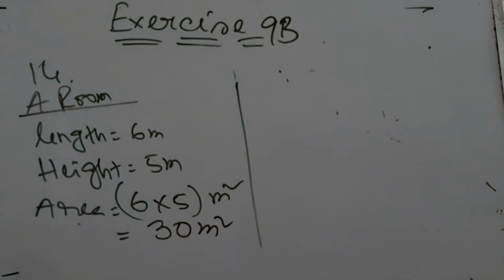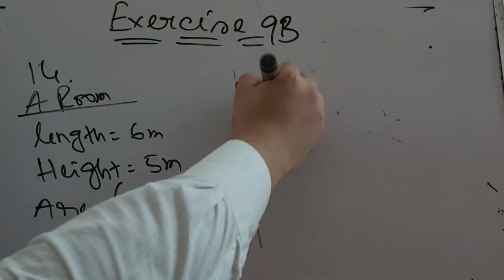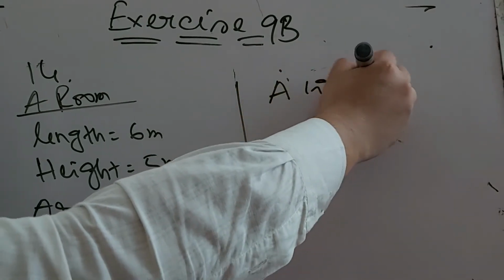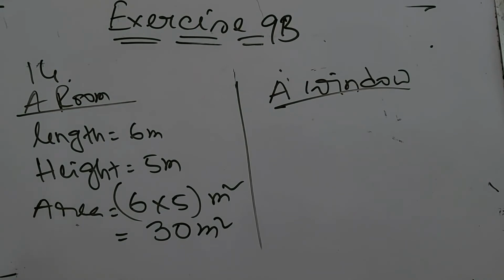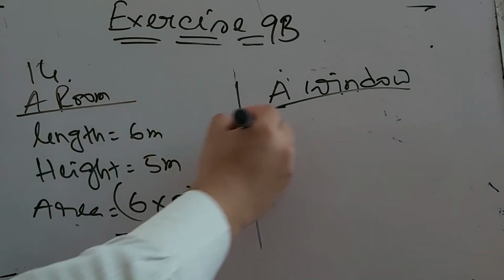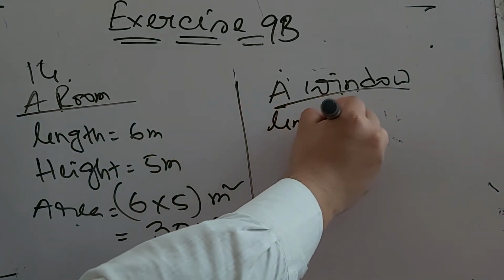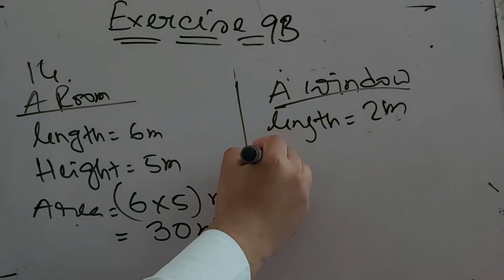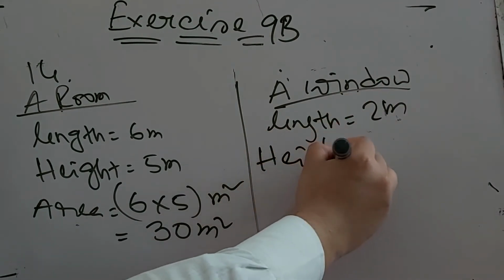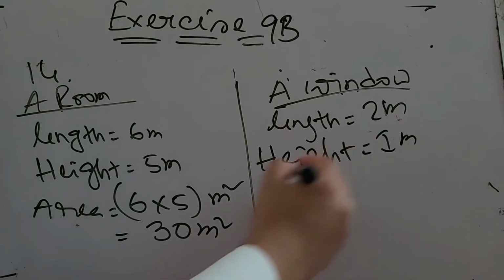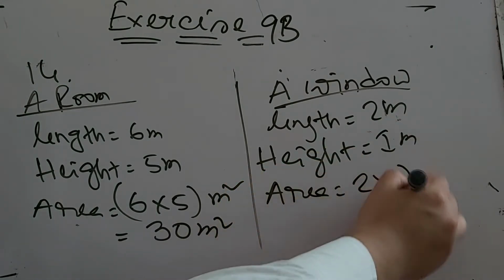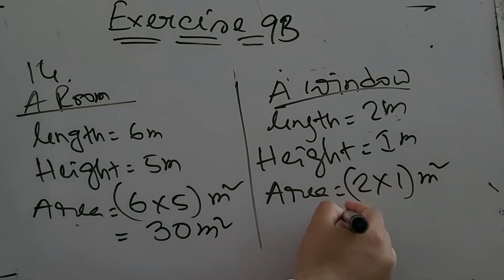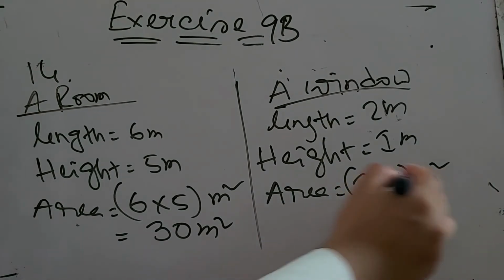Now we have to find out the area of a window. So if we want to find out the area of a window, here length equal to 2 meter, and what about the height here? Height equal to 1 meter. Now what is the area of the window? Area of the window is equal to 2 times 1 square meter or meter square, that is 2 square meter.